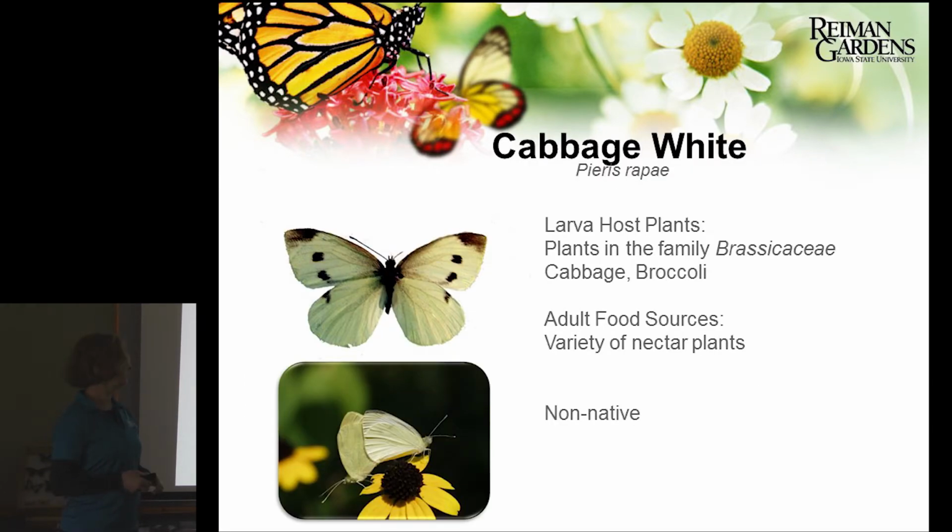So the first one, this is probably the most common butterfly you would see in the summer, the cabbage white. Very prolific in urban areas, a lot of times found in home gardens, even home flower gardens and vegetable gardens both. Plants that they use for host plants are in the Brassicaceae family, so things in your garden like cabbage, broccoli, cauliflower, kale, those types of things.